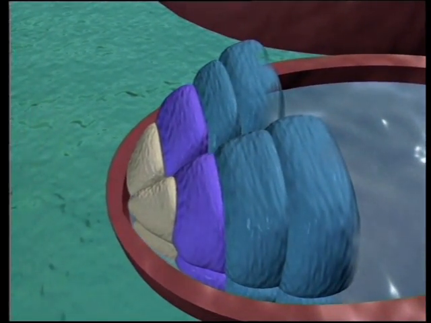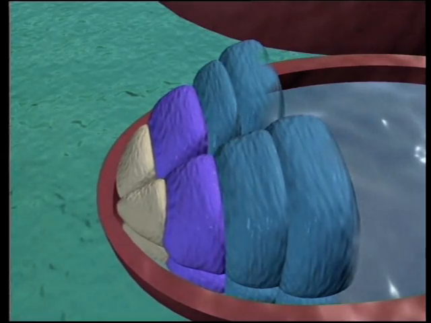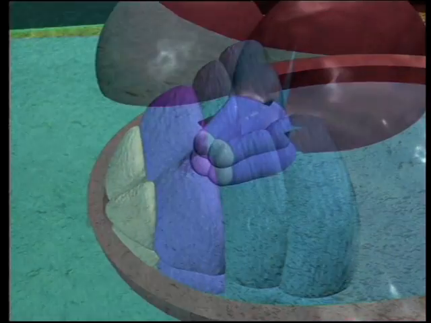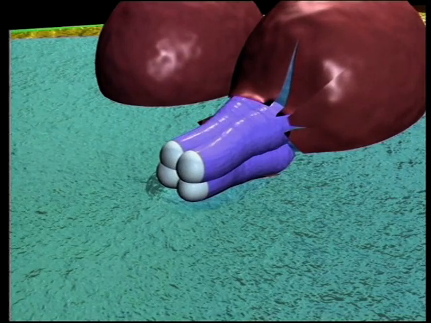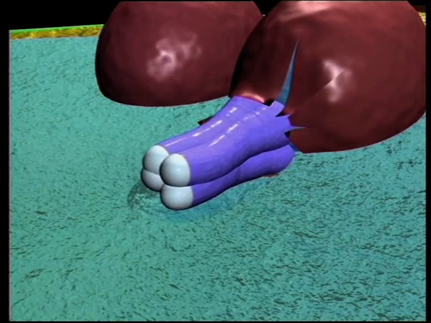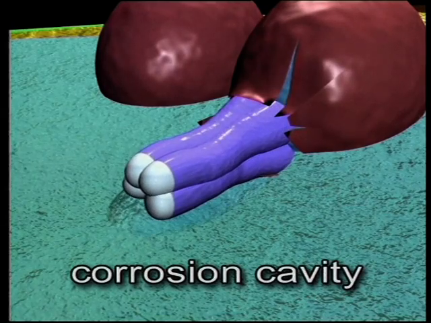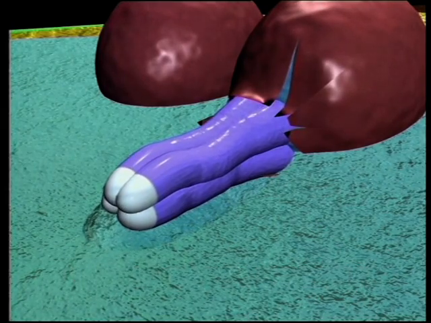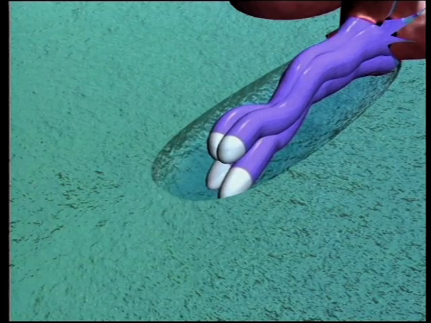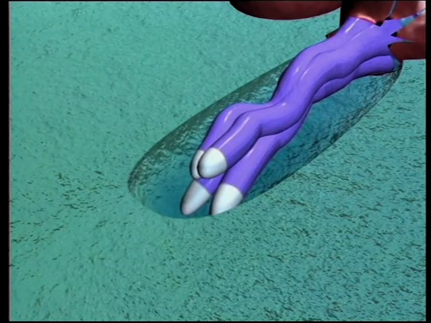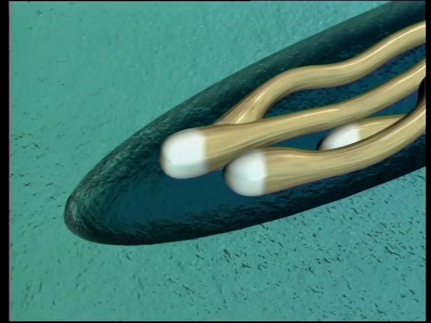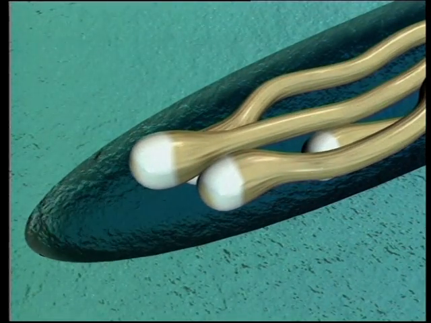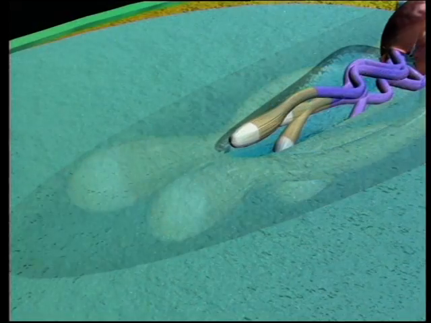The suspensor initials elongate, first pushing the embryo initials up against the wall of the archegonium, and then out into the female gametophyte, where breakdown of adjacent tissue creates a corrosion cavity. The 4 initial cells separate, and each begins to form an embryo and additional suspensor cells which push them further into the female gametophyte.